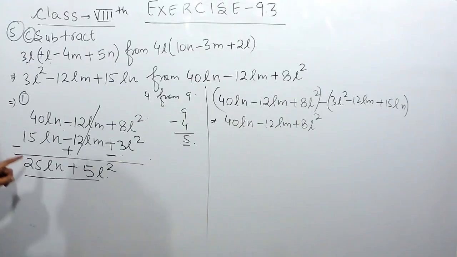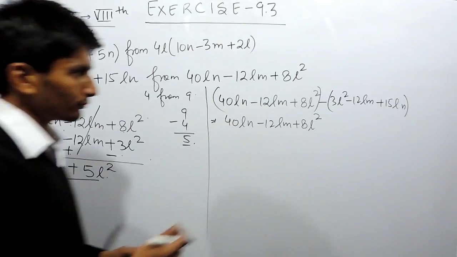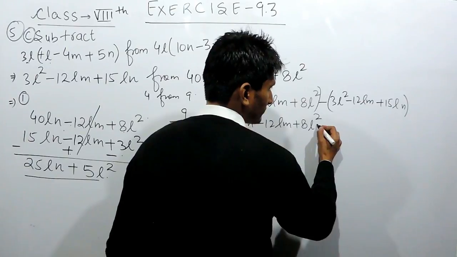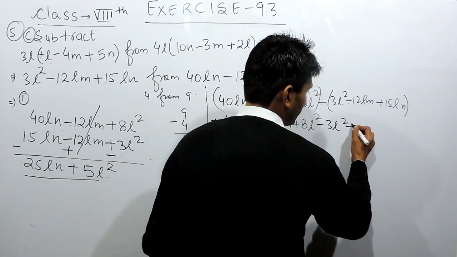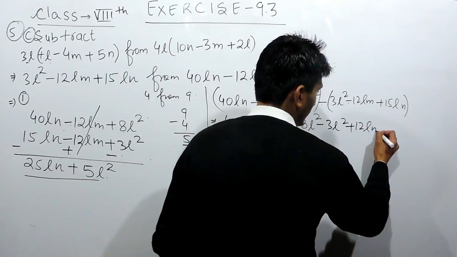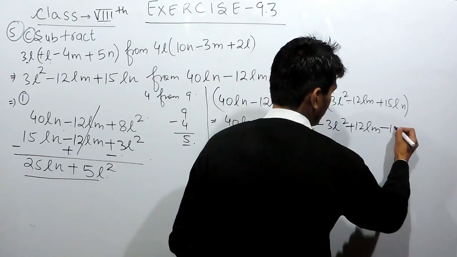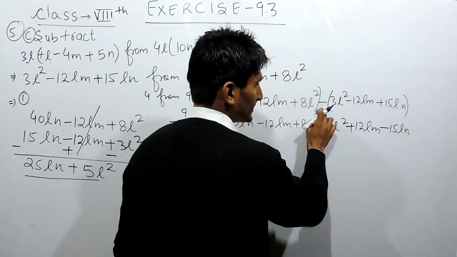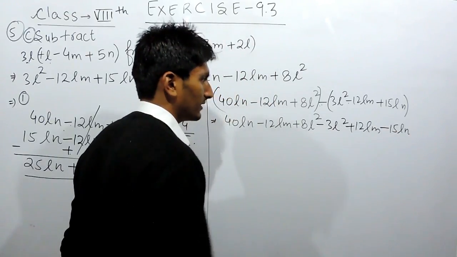That is why, while we are subtracting, these signs get changed. So this is actually minus, and when multiplied by plus it will give minus 3L square. Minus multiplied by minus will give plus, so this will be 12LM. And minus multiplied by plus will become minus 15LN. So that is why when there is a negative sign outside the bracket, we simply change the signs inside the bracket.